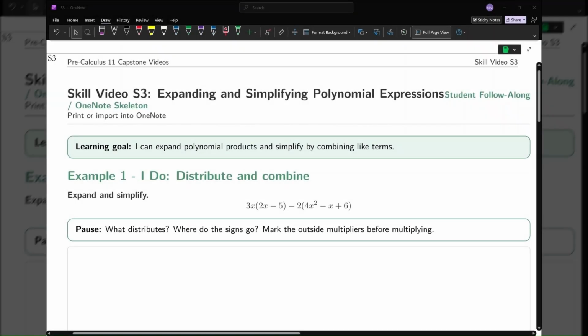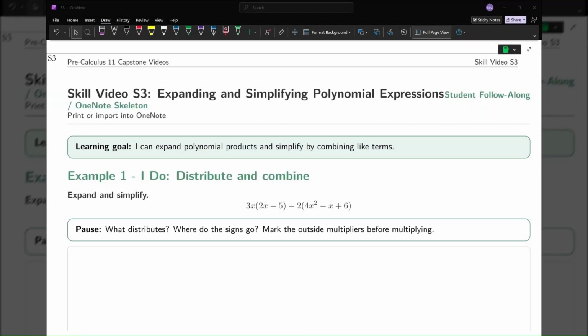Right, welcome to skill video S3, expand and simplify in polynomial expressions. The goal of this one is just to be able to expand polynomial products and simplify by combining those like terms. So this is one of these skill videos. Hopefully this helps you with this skill.